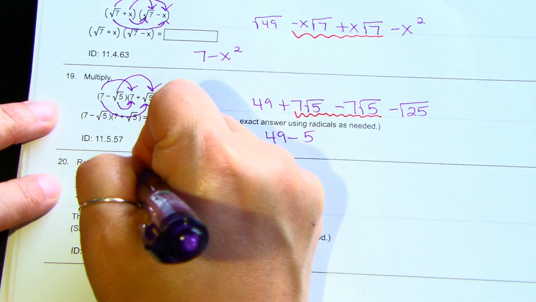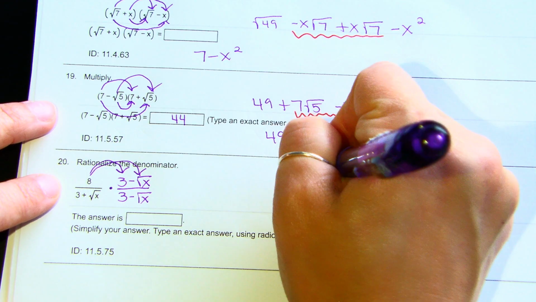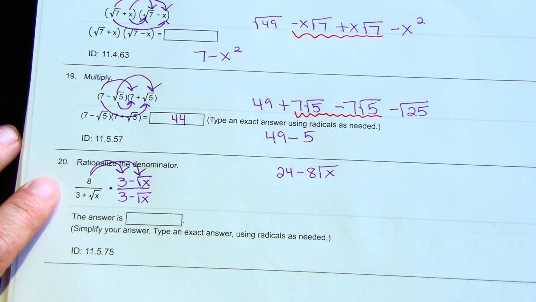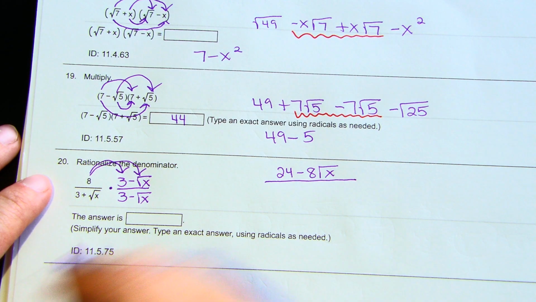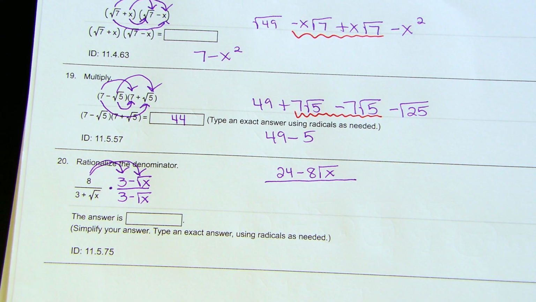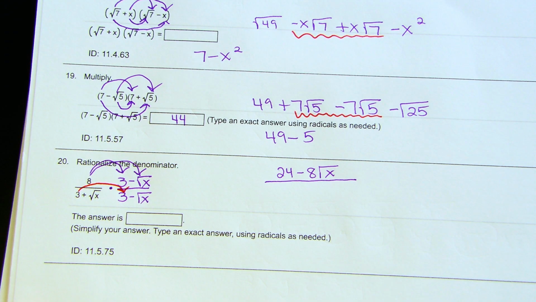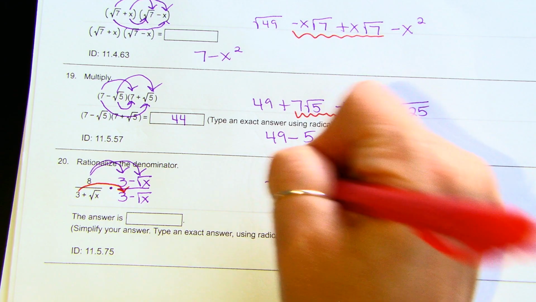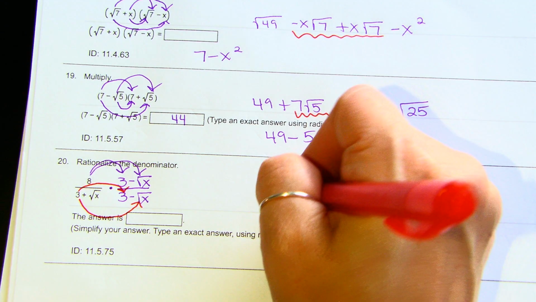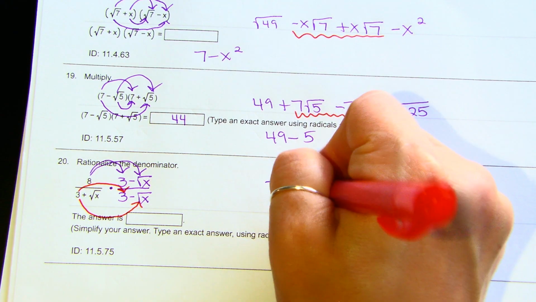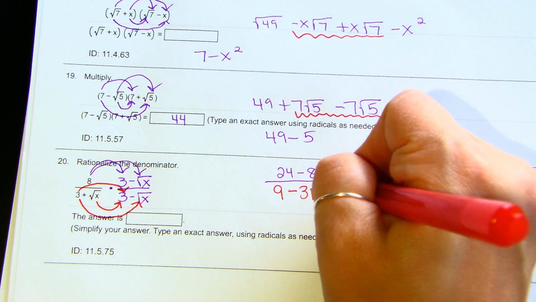On bottom, I FOIL. My first, which I'm going to do in red so you can see it because I have to mark through stuff, is 3 times 3, which is 9. My outer is 3 times negative radical x, which will give me negative 3 radical x. My inner is radical x times positive 3, giving me plus 3 radical x. My last will be radical x times a negative radical x, giving me a negative x, radical x squared.